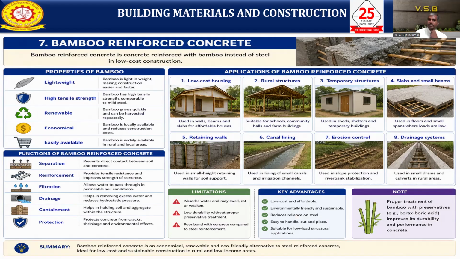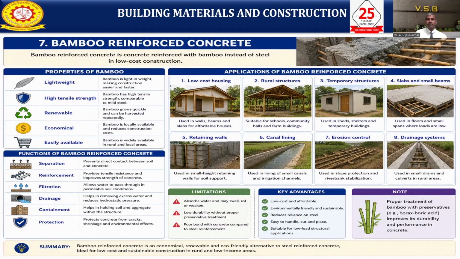So slabs and small beams, if you want to create a floor where the load is very minimum, there we can use bamboo as reinforcement. Then retaining walls, use small height retaining walls to support the soil. Canal lining, use it for lining small canals or irrigation canals. Then erosion control, for slope protection and riverbank stabilization, we can use bamboo as a material. So drainage systems, using small drains and culverts in rural areas, instead of steel we can use bamboo as reinforcement to resist the structure.